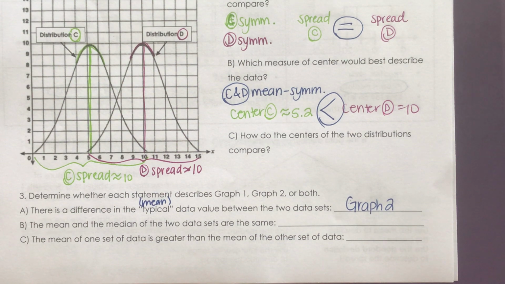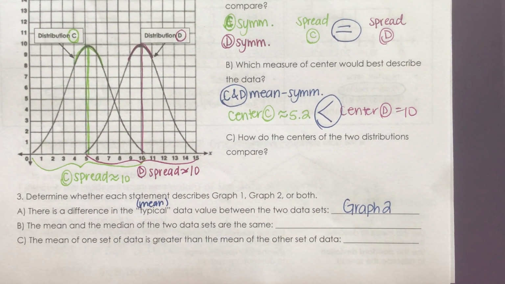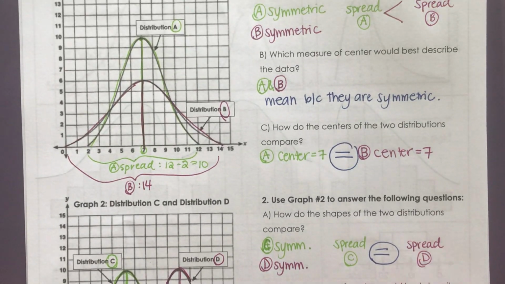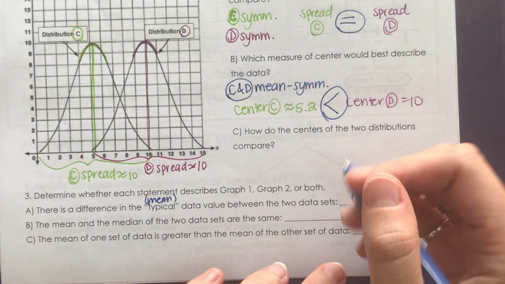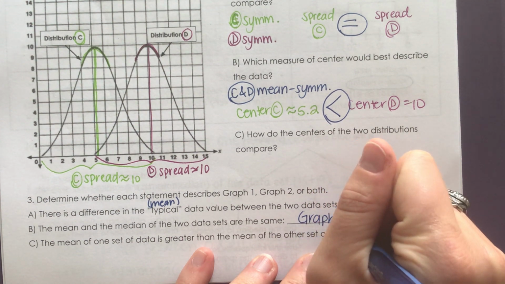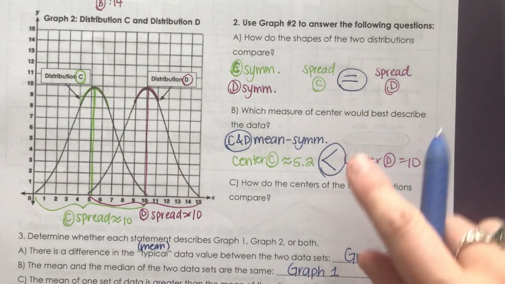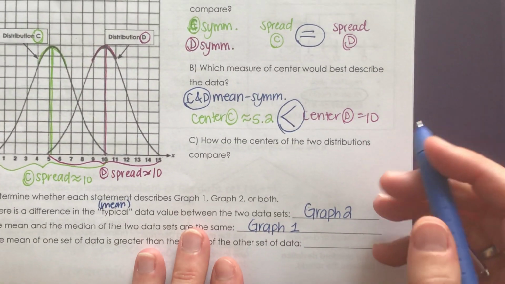The mean and the median of the two data sets are the same. Okay, mean and median mean that the center is at the same place. So again, if they're in the same spot, that looks like it would be graph 1. Okay, last one. The mean of one set is greater than the mean of the other set. Well, that should be easy because in this one they were the exact same. In this one they are different. So it looks like this would be graph 2.